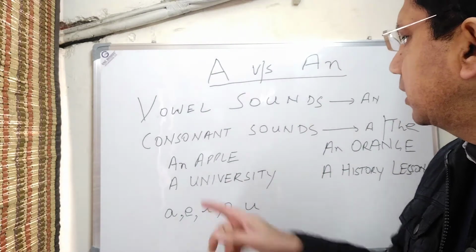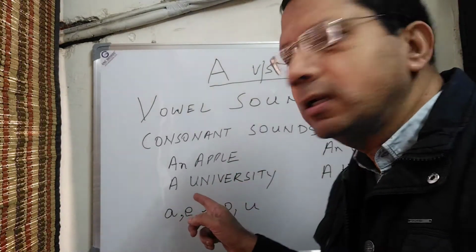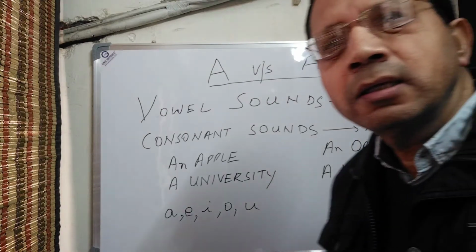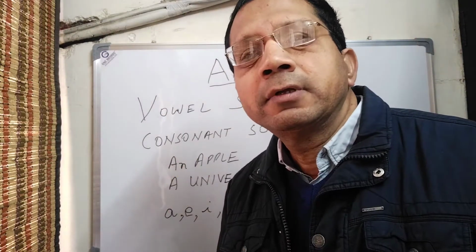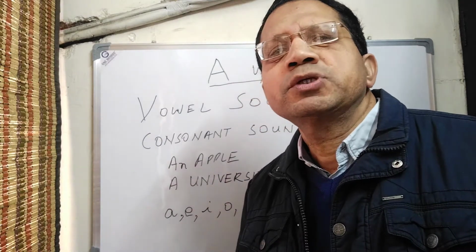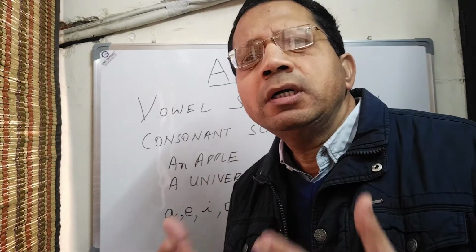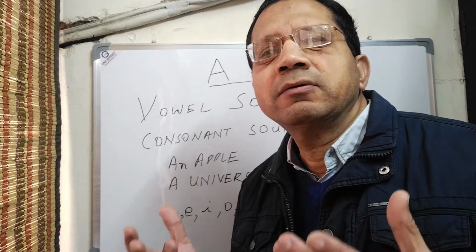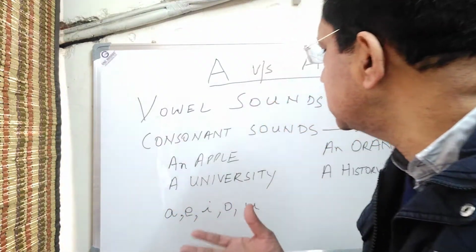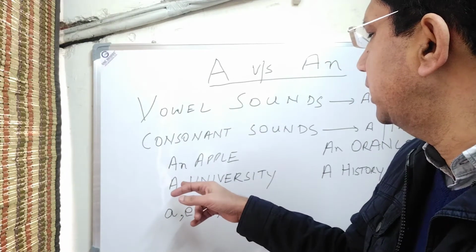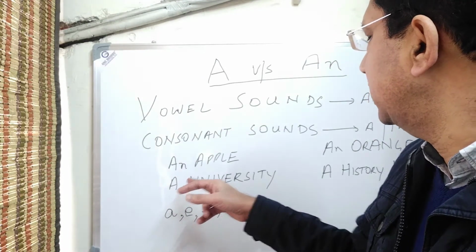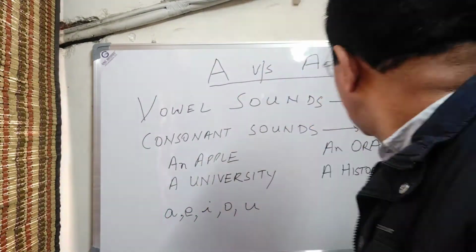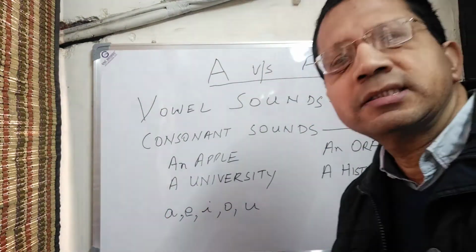Let's see some examples. An apple, an orange, okay, an Indian. But there are certain exceptions when a word begins with a vowel letter, but those words have to be preceded by the article a. A university, okay, a history lesson.